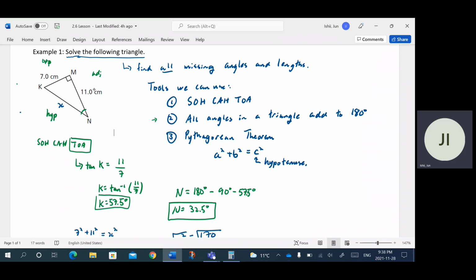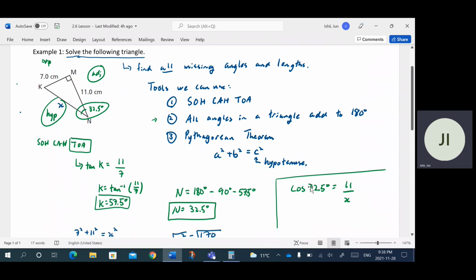All right, so let's say we want to find x as my hypotenuse. I know that angle n here is 32.5 degrees. So let's use adjacent and hypotenuse, even though I do know the opposite side length is 7 as well. But anyways, I'm going to use these to find the length of x. So I want the ratio with adjacent and hypotenuse, which is the second one here, cosine. I'm just going to write cosine of 32.5 degrees equals adjacent, which is 11, over the hypotenuse, which is x.